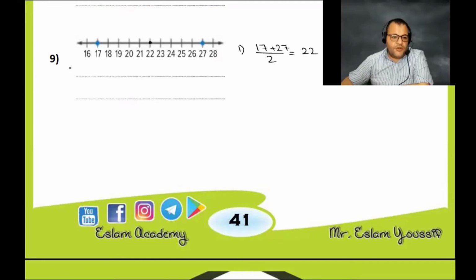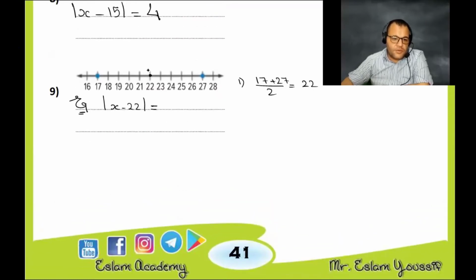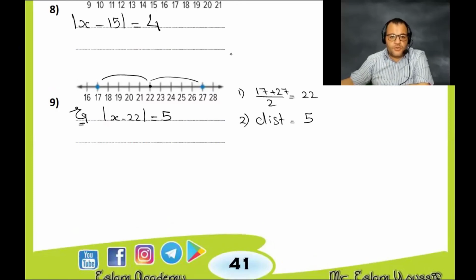So the equation now will be the absolute value of x minus 22. Now we need to find what it equals. It's equal to the distance. What is the distance from 17 to 22? It lies at the middle. If you go to the right or to the left, you will find the same distance. So how many units? It's 5. That's the equation. Number 2, the distance equals 5. I think that's easy. If you know the formula, you will be able to solve. If you don't know the formula, you will not be able to solve.